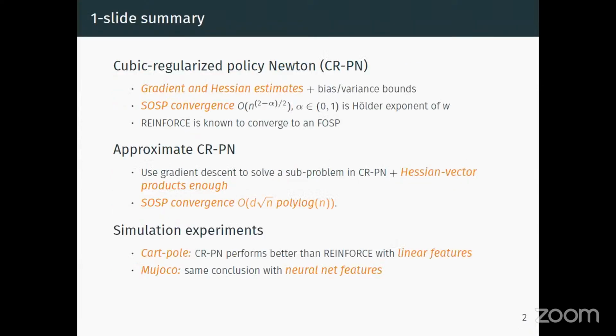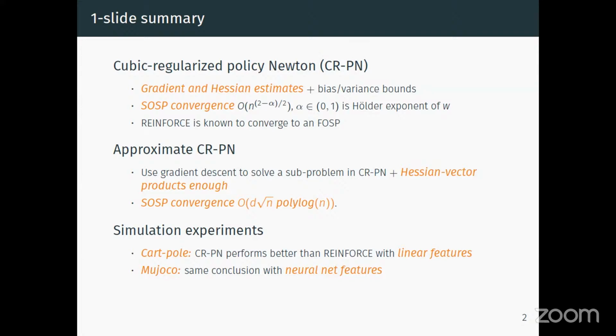One slide summary. We come up with a new algorithm, a second order algorithm. Policy gradient methods are popular, and this is a second order algorithm. For a second order algorithm, in addition to the gradient, you need to estimate the Hessian. And to show any convergence result, you need to quantify the bias and variance. After that, there is a term that comes up later, which is better than the stationary point notion that you may be familiar with.